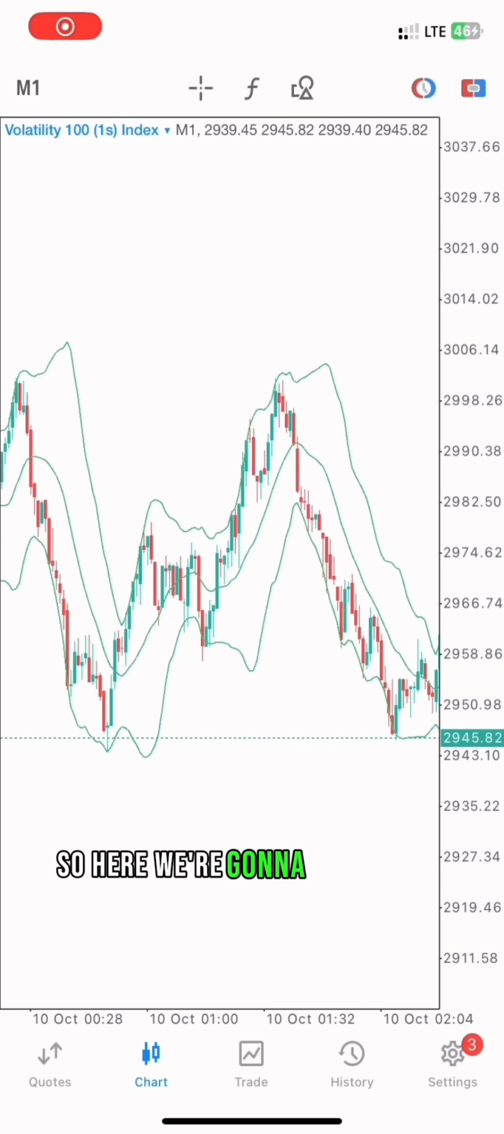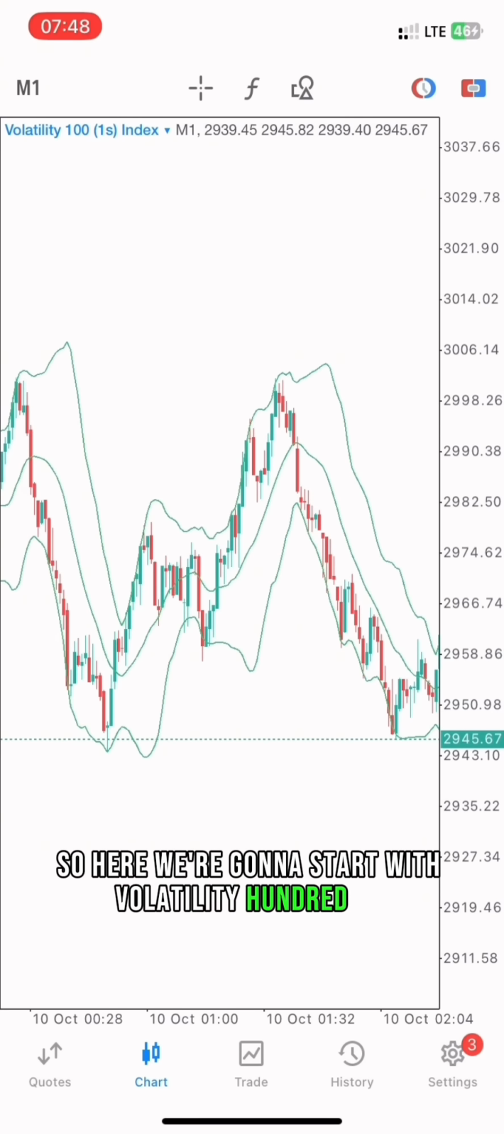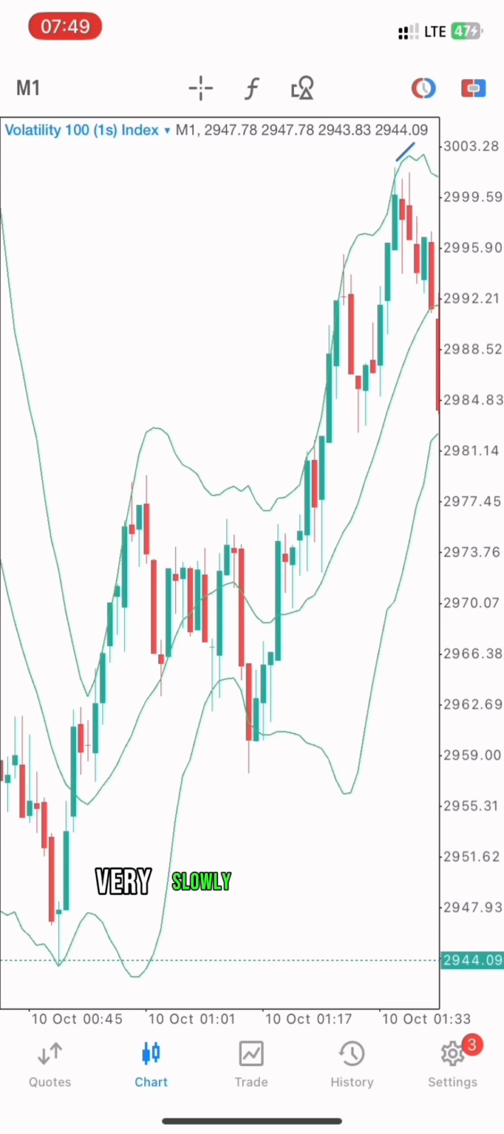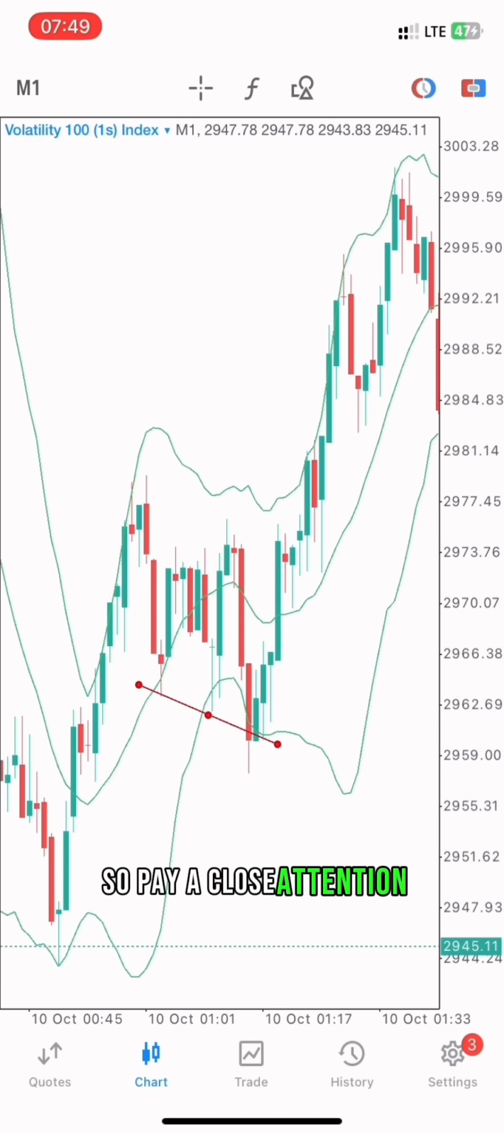So here we're going to start with Volatility 101. I'm going to explain the Bollinger Band strategy very slowly and in detail, so pay close attention to what I'm going to say here.